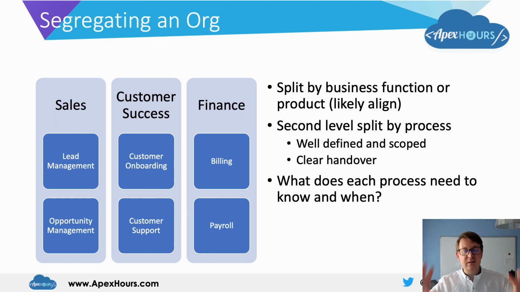Once you start to split by business domain, you can then split at a second level by process. And these processes should be well defined and scoped and have a clear start point, end point, and handover. So looking at these, lead management: a lead comes in, that's when the process starts, it is nurtured and worked on, and it will stop being a lead and become an opportunity at some point, and that's the end of it. And it is clearly defined and scoped as to when it goes from being a lead to when it goes to being an opportunity. Same with opportunity management. It becomes an opportunity, you work it, and the opportunity ends up either closed won or closed lost. And at that point, it's no longer an opportunity, it is some closed work.